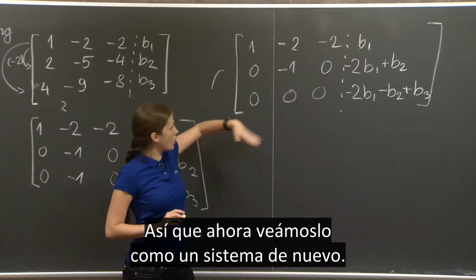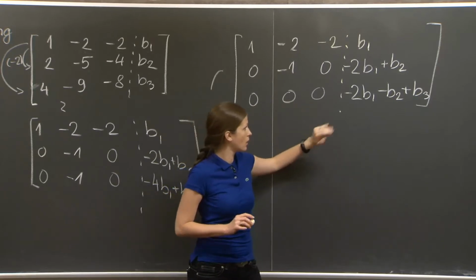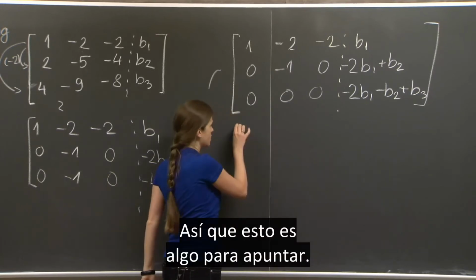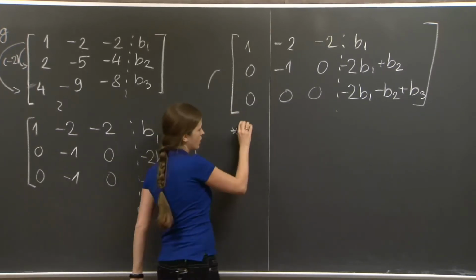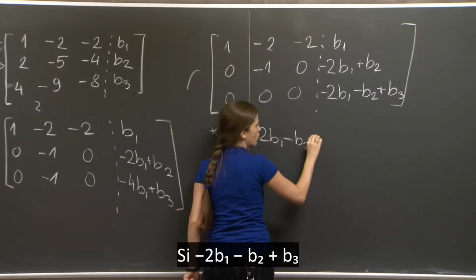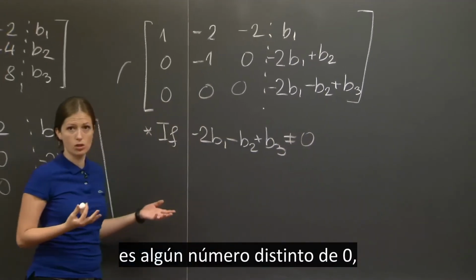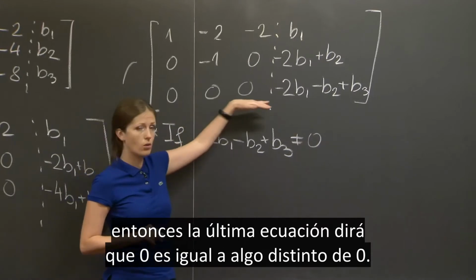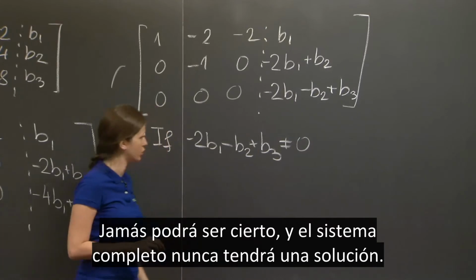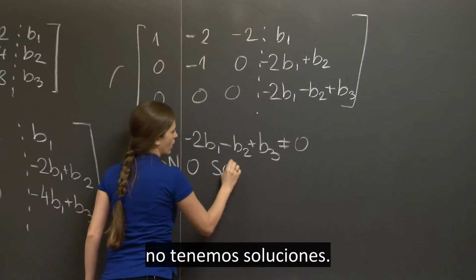OK, so now let's think of it as a system again. The last equation says 0 equals this expression in b1, b2, and b3. So this is something to note down. If minus 2b1 minus b2 plus b3 is some number that's not 0, then the last equation is going to say 0 equals non-zero. It's never going to be satisfied, and the entire system is never going to have a solution. So in this case, we have no solutions.